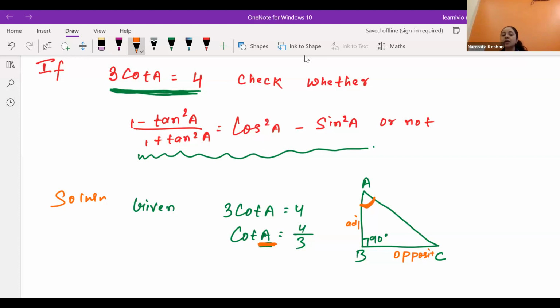Now the next step is to think about what is the formula for cot. What is the formula for cot? B by P. Base by perpendicular, or we can say adjacent over opposite. Either you call it base by perpendicular or you call it adjacent over opposite.